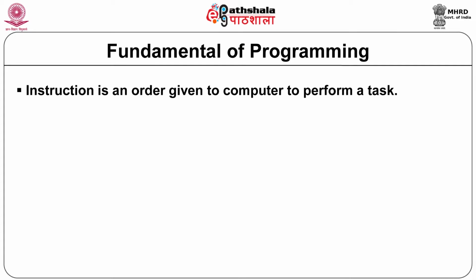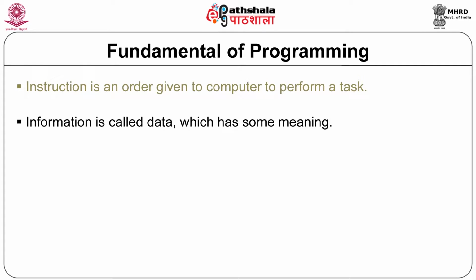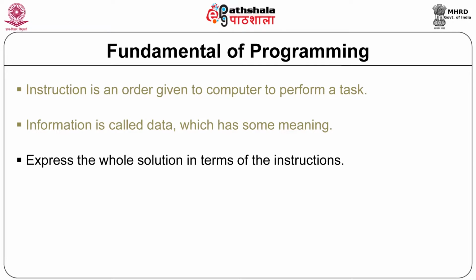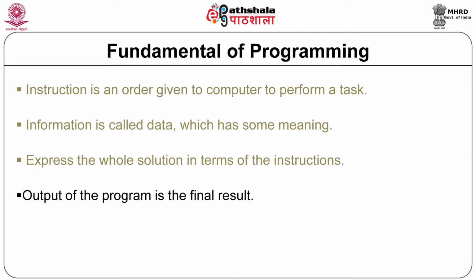An instruction is an order given to the computer to perform a task. Information is also called data, which has some meaning. Express the whole solution in terms of instructions of the particular computer program for solving the problem. A computer program is nothing but a sequence of instructions or commands. The output of the program is the final outcome of the program.